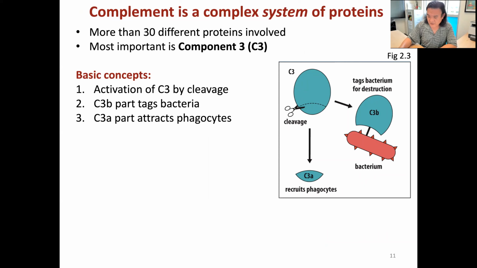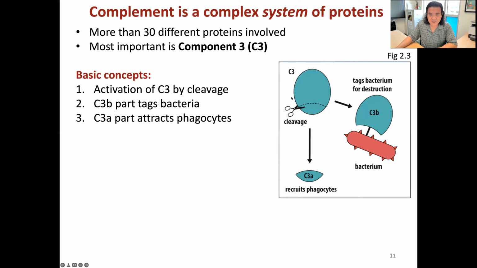It's not just one complement protein. There are many. In fact, there's probably about 30 different types of proteins that are all considered complement proteins. But the most important one is complement component 3, or complement C3, right? So here's an illustration from the book. This blue egg-shaped thing is this sort of super simplified geometric representation of a complement protein C3.